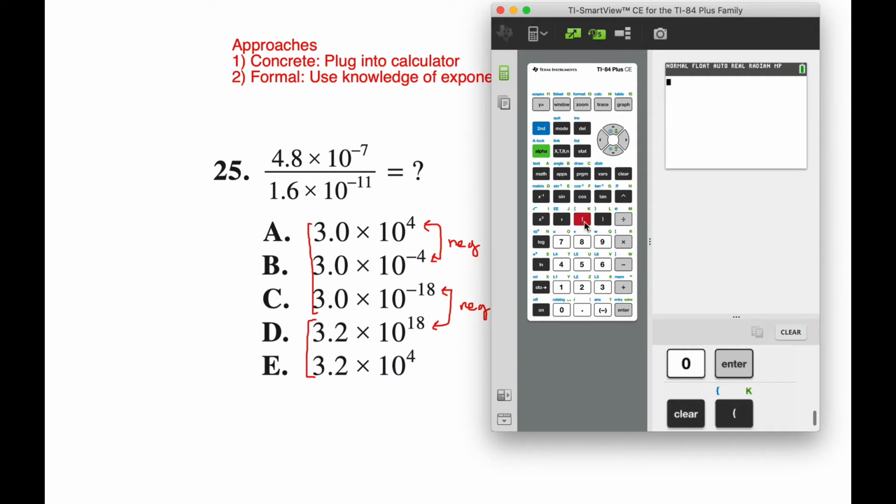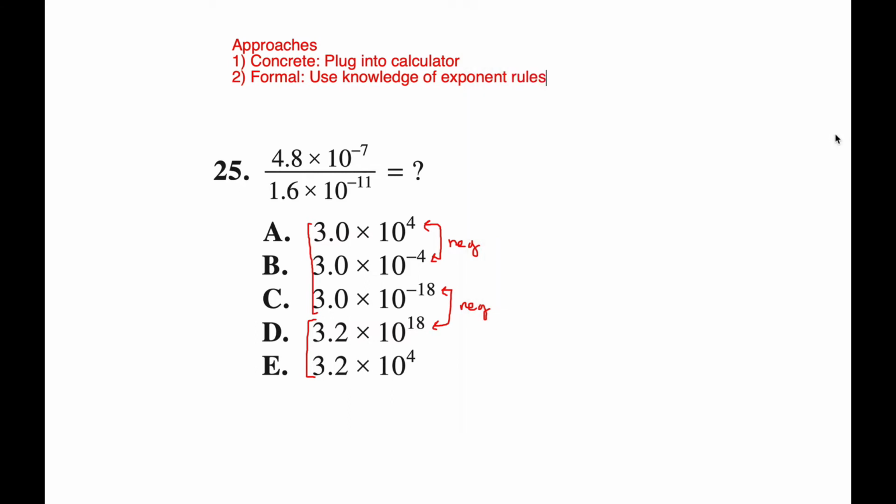I'm going to type this in, and we'll want to be careful with our parentheses and all that. But the numerator here is 4.8 times 10 to the negative 7. And then we're going to close that off, and then we're going to divide that again with parentheses, 1.6 times 10 to the negative 11. So it'll look like that, and then close that off with a parenthesis. And we get 30,000 as our answer. So I'm going to write that out. This is equal to 30,000.